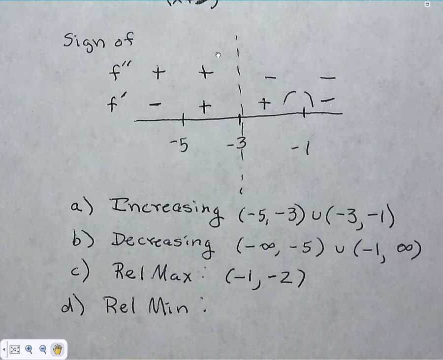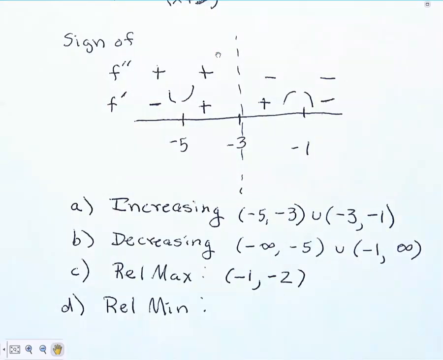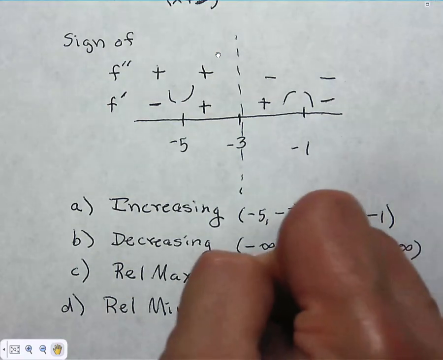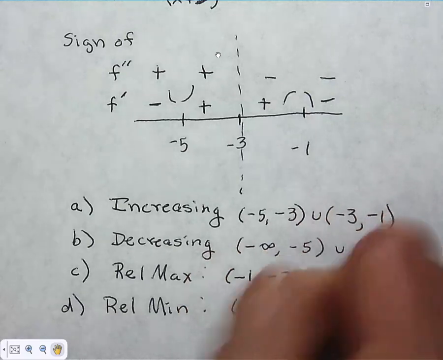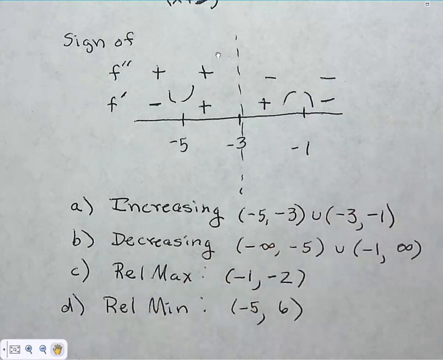Is there a relative min? Where the function goes from decreasing to increasing, at -5. -5. When I put -5 into the function, I got +6.